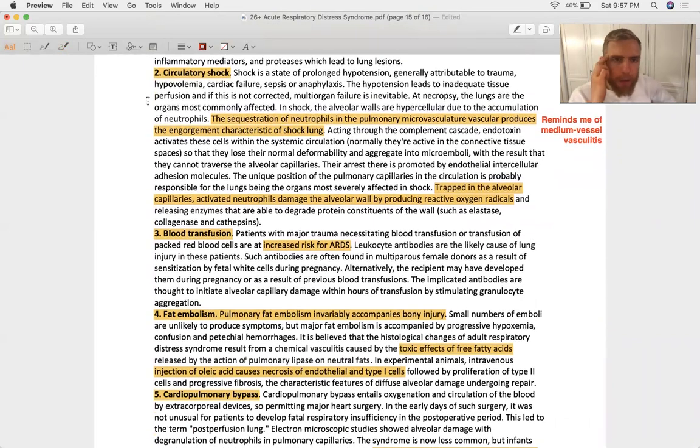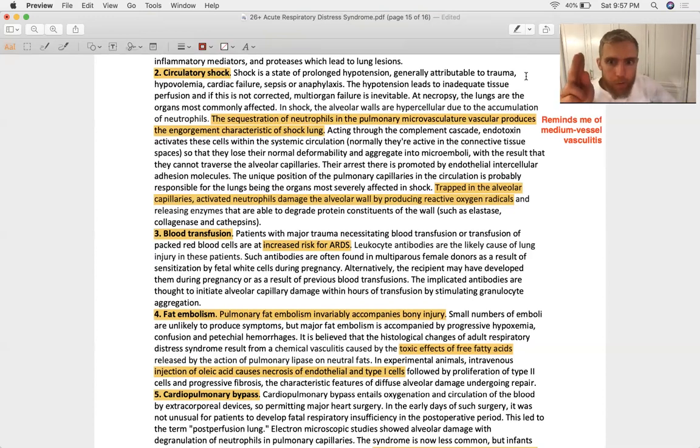How else can you get RDS, or diffuse alveolar damage? Circulatory shock. Hypotension leads to inadequate tissue perfusion. At necropsy, autopsy, whatever, the lungs are the organs most commonly affected. In shock, alveolar walls are hypercellular due to the accumulation of neutrophils. The sequestration of neutrophils in the pulmonary microvasculature produces the engorgement of the lungs characteristic of shock lung.